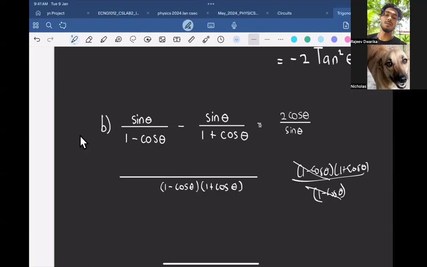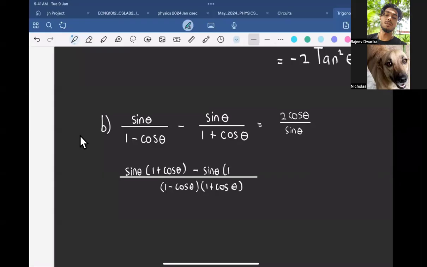And that 1 plus cos theta will multiply by the sine theta. That's it right there. So then I would write sine theta by 1 plus cos theta. How about the next one? Minus sine theta by 1 minus cos theta.